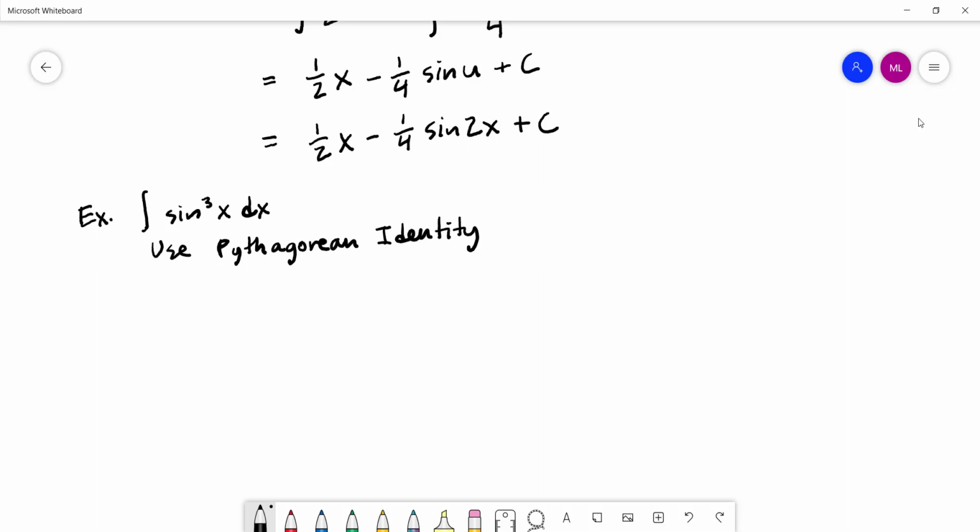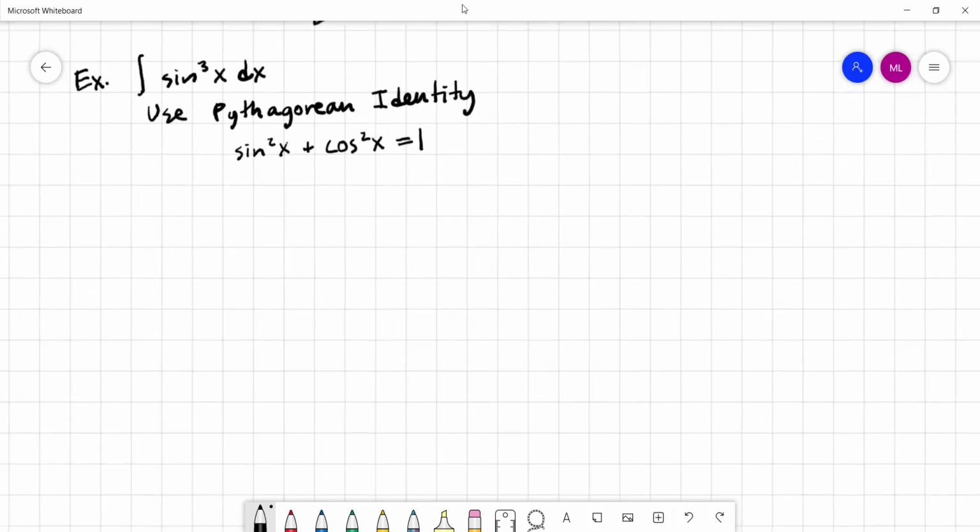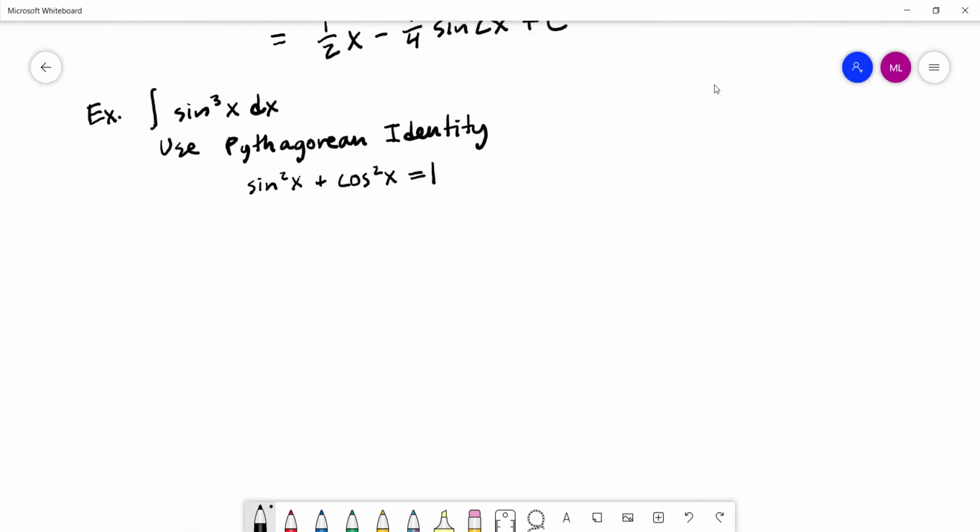This is hopefully one that you do remember. The most common one is sine squared of x plus cosine squared of x equals 1. There's a similar formula involving tangent and secant and cotangent and cosecant that you can get by just dividing this whole equation either by sine squared or by cosine squared, and you can derive the other versions of the Pythagorean identity. But the idea is, in this case, what I want to do is split this sine cubed up into a sine squared and a sine. So, and we're going to use that along with this identity right here.